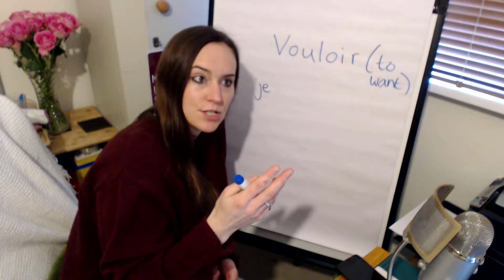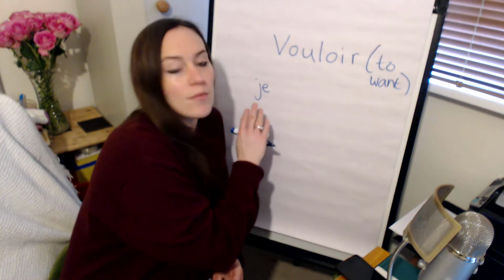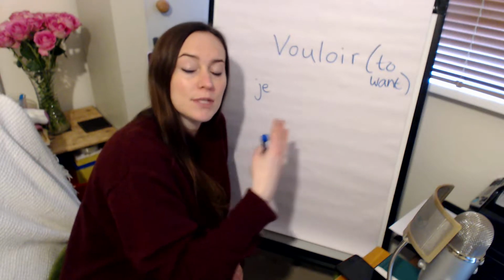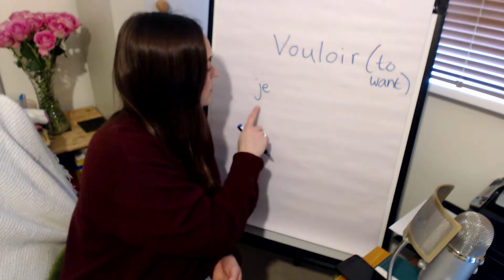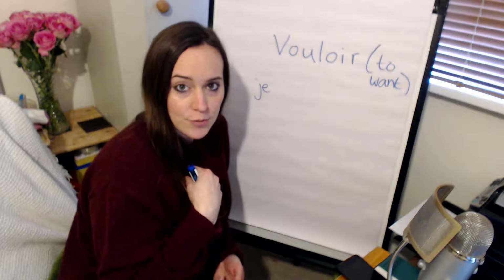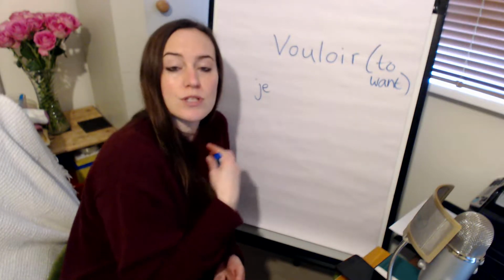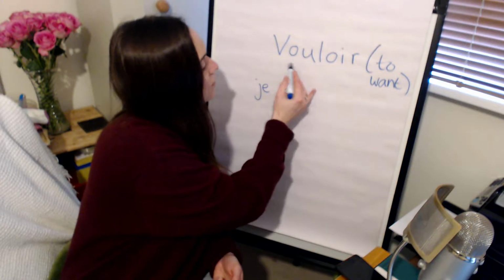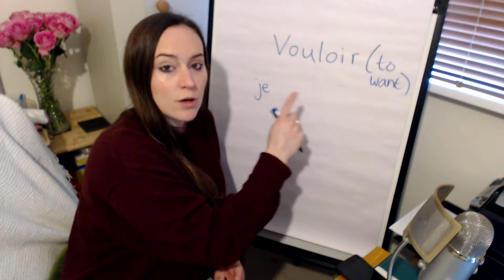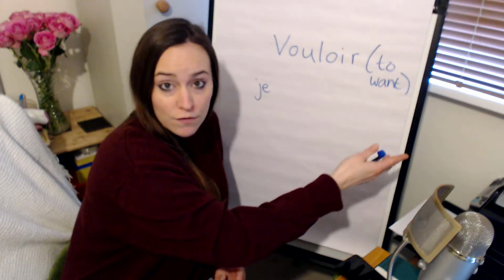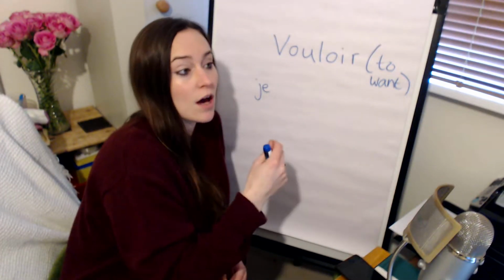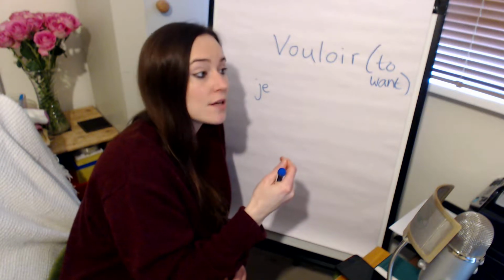So, like in English, in French, lots of sentences have a similar structure to the English. For example, you start off with a personal pronoun, je, which means I, and then you follow it with a verb. For example, I want a coffee, I want to go, I want to sleep, I want a hug.